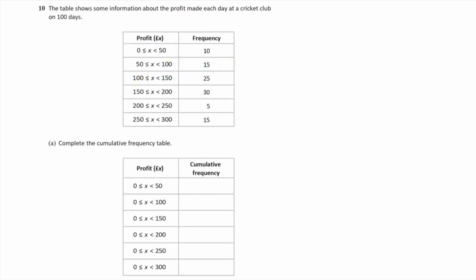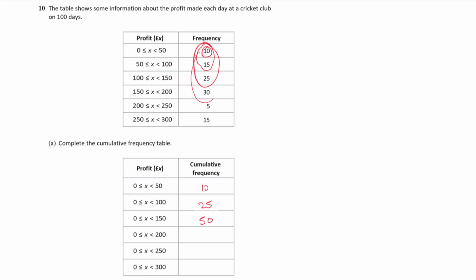Question 10. The table shows some information about the profit made each day at a cricket club on 100 days. Okay, so complete the cumulative frequency table. From 0 to 50, well, that's just this one here, isn't it? That's just 10. From 0 to 100, that's going to be 0 to 50 and 50 to 100 added together. So 10 plus 15, that's 25. The next one is going to be those 3 added together, or 25 plus the previous answer. That's going to be 50 altogether.